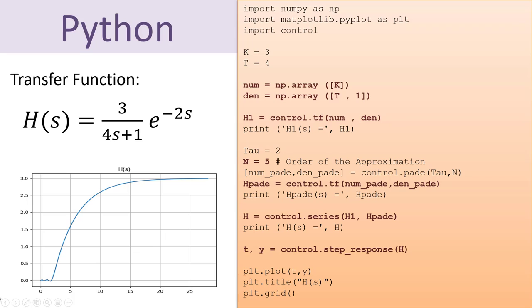So let's implement such a system in Python. Here we have a basic example. We have a first order transfer function with a time delay, where the gain is 3, time constant is 4 seconds, and the time delay is 2 seconds. And then we will typically get this step response, where we have 2 seconds of time delay in the beginning, and then we have this standard first order step response. So let's implement this application in Python.